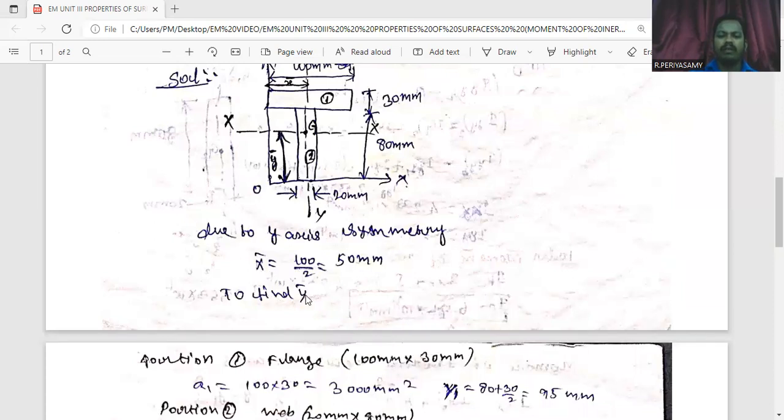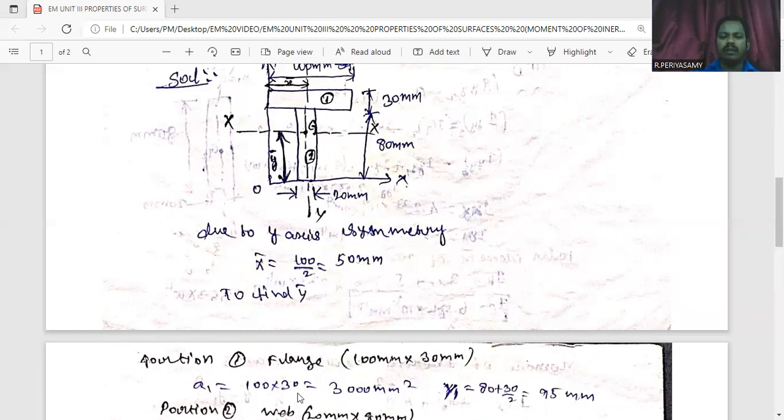Next, we have to find the y bar value. Here, x bar is the centroid about the x axis, and y bar is the centroid about the y axis. So for y bar, we have to consider the first component, the flange. Its horizontal distance is 100 mm. Its vertical distance is 30 mm. The first portion is like a rectangle shape.